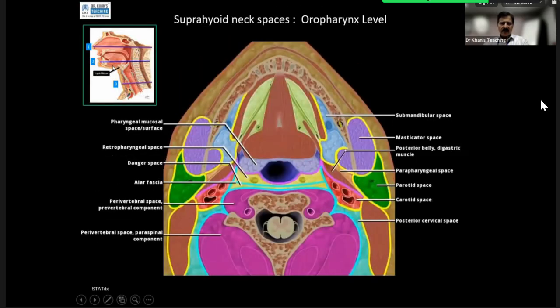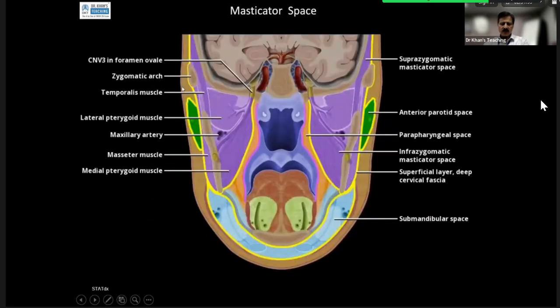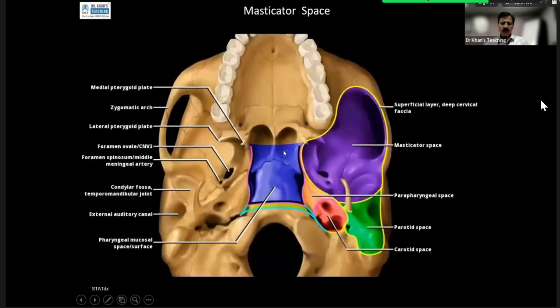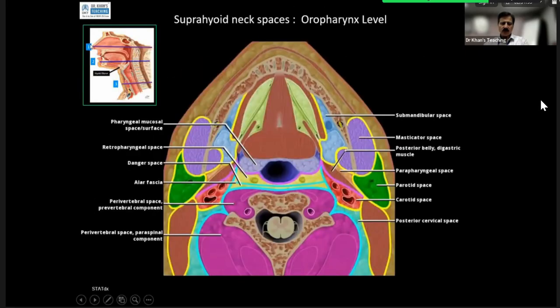If we come slightly inferiorly, if you see this, this slice was at the level of nasopharynx. Now we are going through the oral cavity, through the tongue. We are still in the suprahyoid neck. So the landmark is the tongue, and you can see the anatomy changes, and this is the oropharynx.